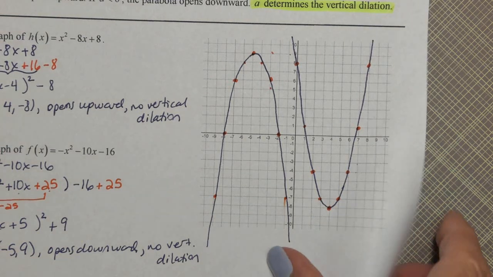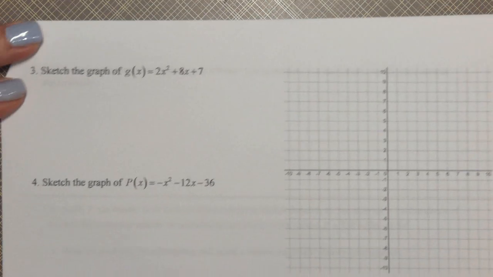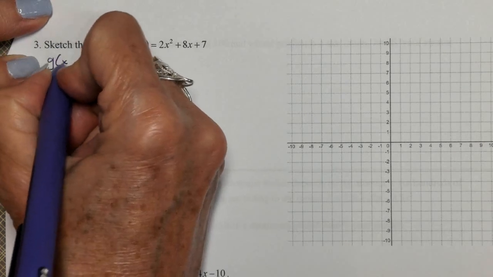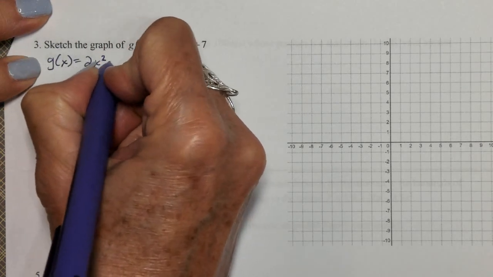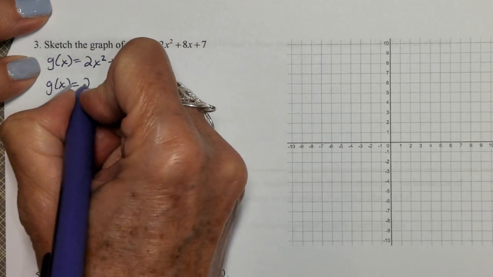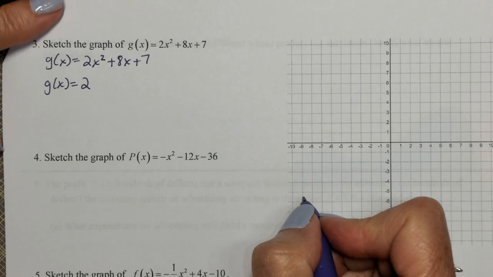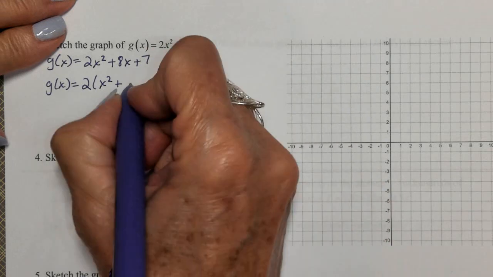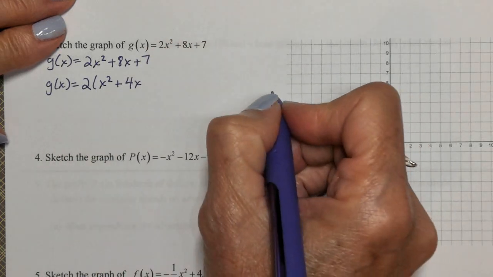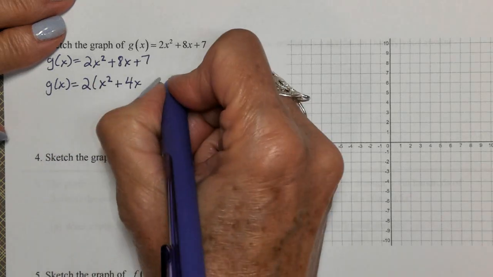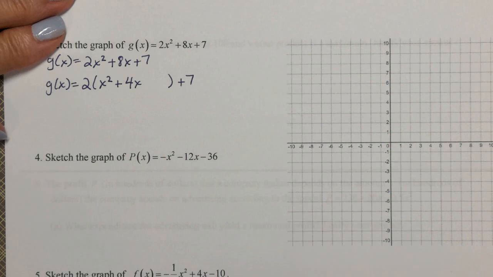So, okay, I've got a couple more here. Okay, what happens if you have a 2 in front of that x squared? Well, I'm going to rewrite the whole thing first. If you have a 2 in front of that x squared, I'm going to factor out the 2, but only from the first 2 terms, only my x terms. So x squared plus 4x, when you factor out that 2. You can double check. 2 times 4 is 8. And I still have that plus 7 in the back.